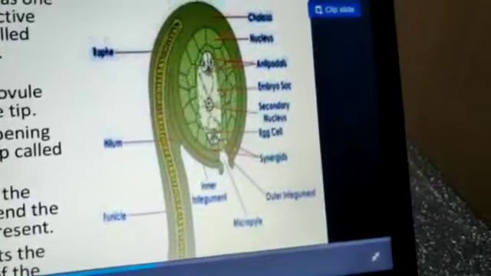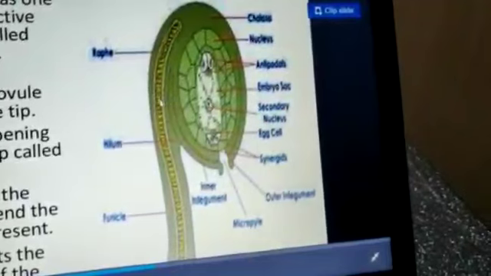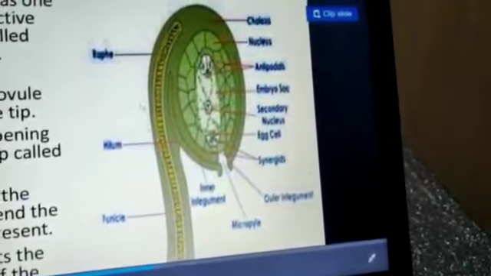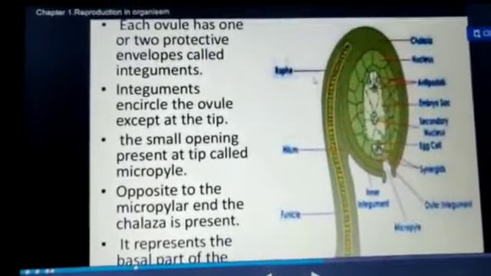Okay children, you just remember, and this is the hilum. Okay, and this portion is termed as funicle. Clear? Now once again have a look.